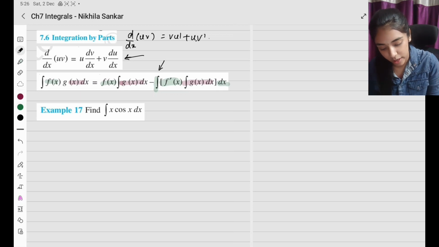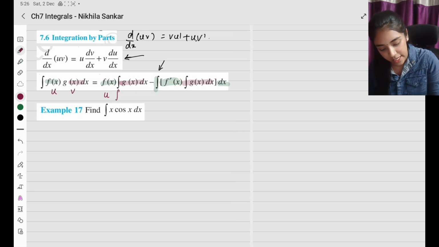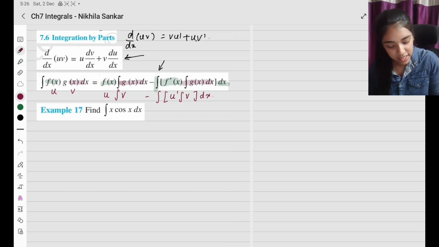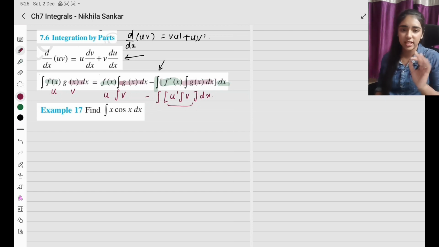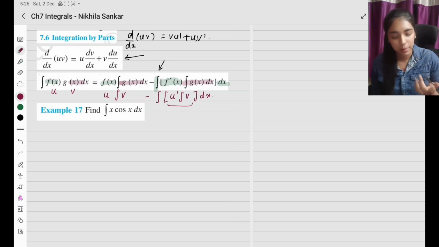So basically you have the first function. Now this is u times v. Okay, if this is u times v, you have the first function, integral of the second function minus integral of what is inside: derivative of the first function times integral of the second function, times dx. Its integral. Okay, so let us solve a question. You will understand it more clearly. Also, which is the first function and which is the second function? How are we going to choose?